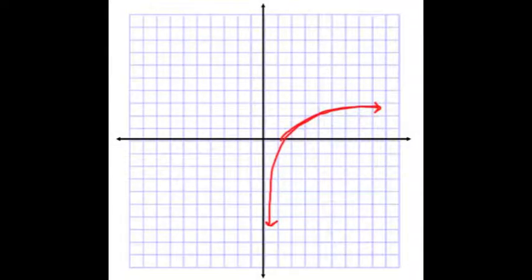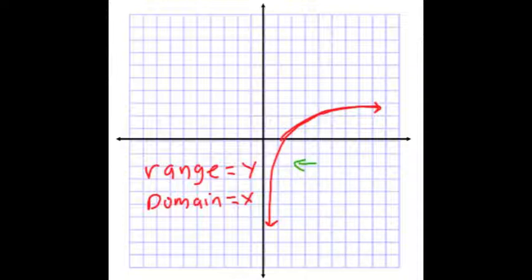Now for domain and range. We know the definition of range is all the possible values of y. So range is all the y values, and domain is all the possible x values. On the graph you can see that the x value right here is never going to hit 0 because the y-axis serves as an asymptote. Even if this goes down all the way to infinity, it's never going to touch the y-axis. So the domain will never be 0.